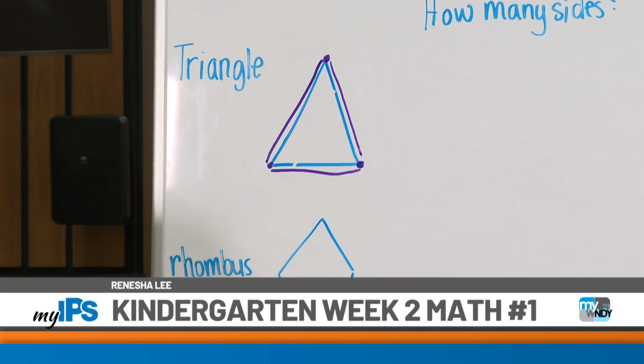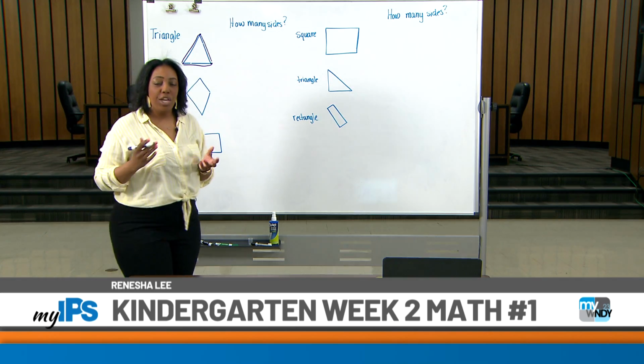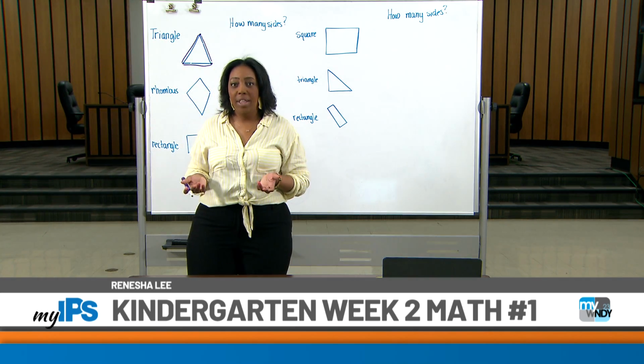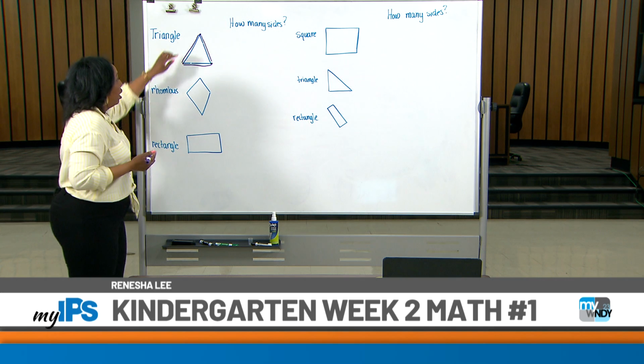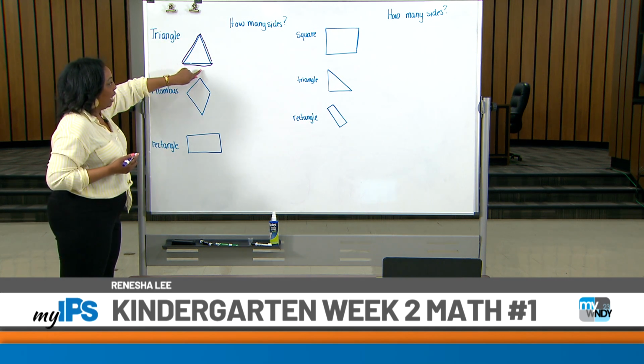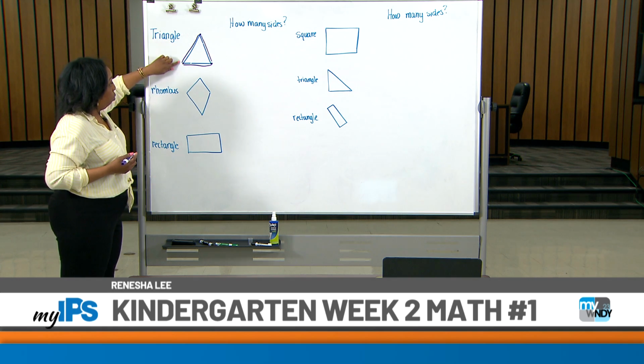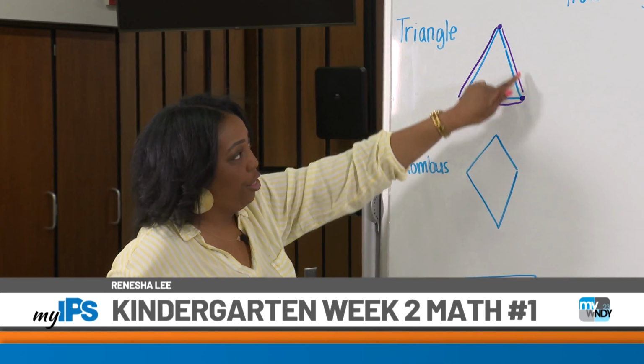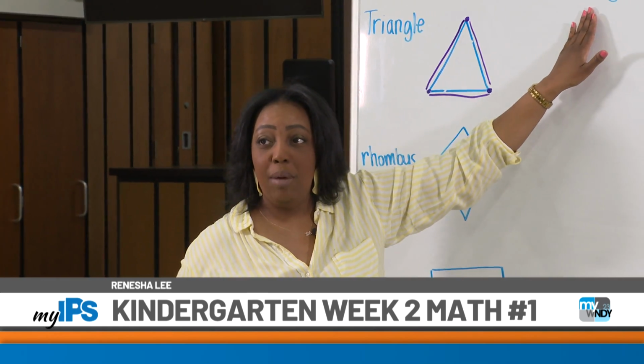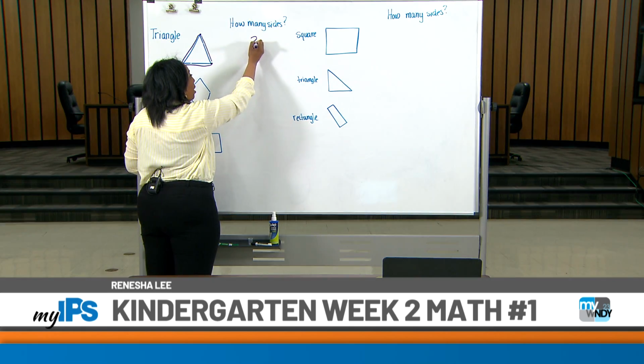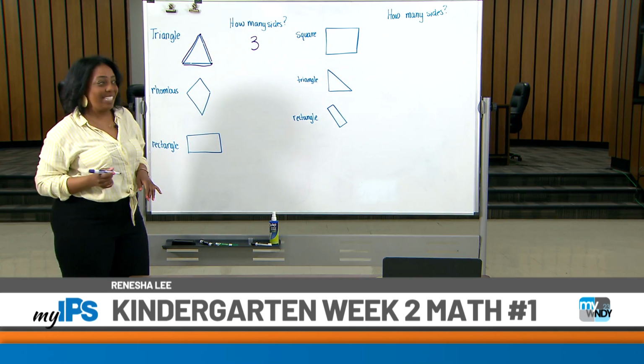So when you're doing this worksheet at home, you're going to make sure that you're counting all of the sides that are on that shape. So we have a triangle here, and we've already connected each side. So now we're going to count those sides. 1, 2, 3. So when it asks you the question, how many sides, you're going to write the number 3. So that was our example for today.